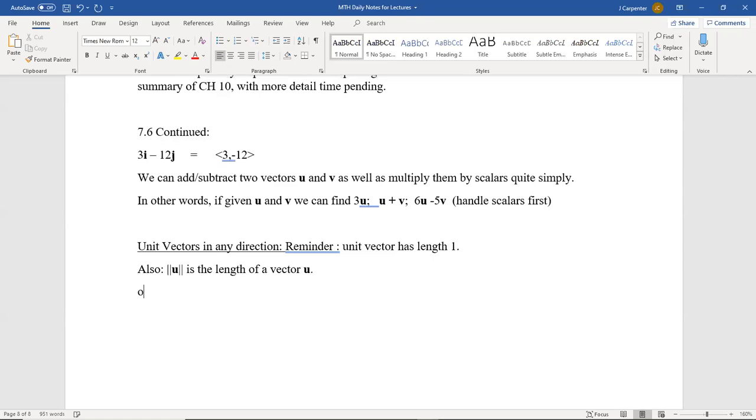All right, so given a vector V, let's go with V just to change things up. It doesn't matter. U, V, A, doesn't matter what this letter is. You can make a unit vector in the same direction by dividing it by its length.